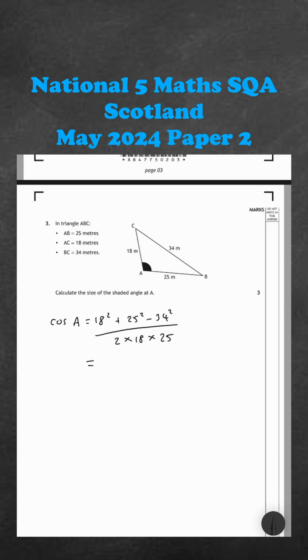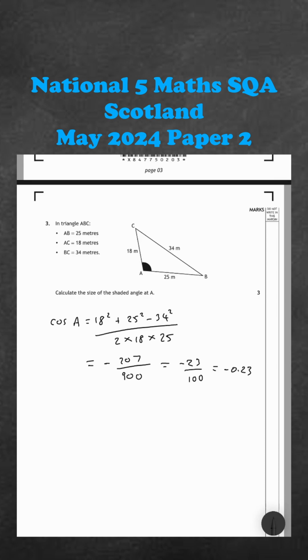And again, on my calculator, I'll do this. So the denominator I'll do first is 2 times 18 times 25. So that's going to be over 900. And the top, 18 squared plus 25 squared minus 34 squared, is going to be minus 207. So we have minus 207 over 900, which is also minus 23 over 100, or just minus 0.23.